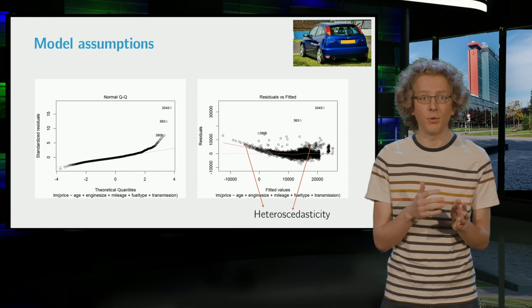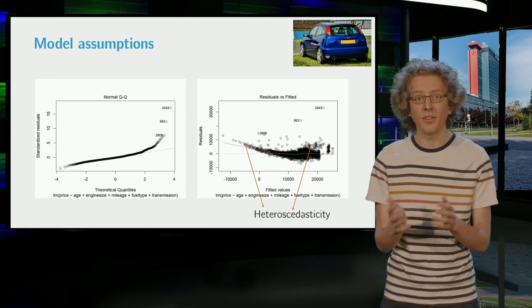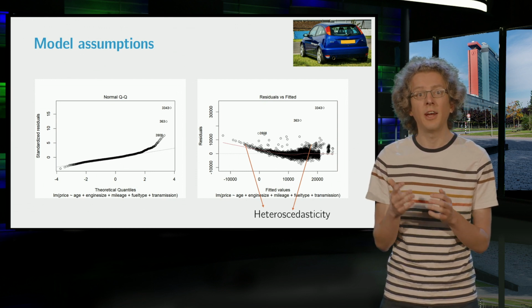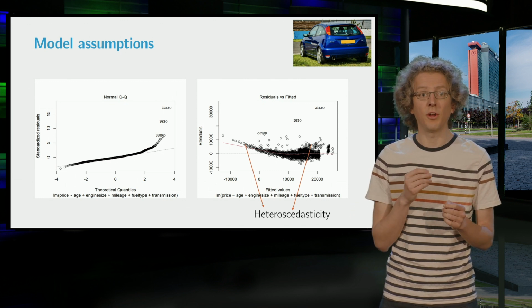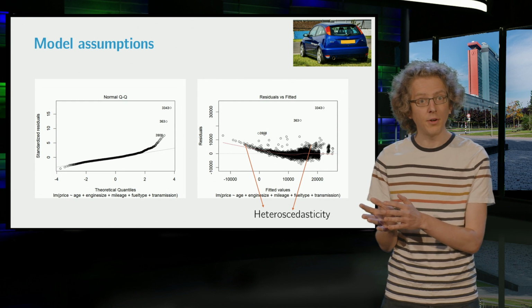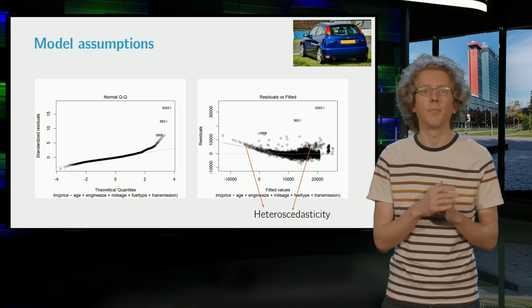Finally, the variance of the residuals seems larger at the right than at the left. Here we have this heteroscedasticity. All of this leads to 2 main questions. What causes this behavior and how can we solve it?